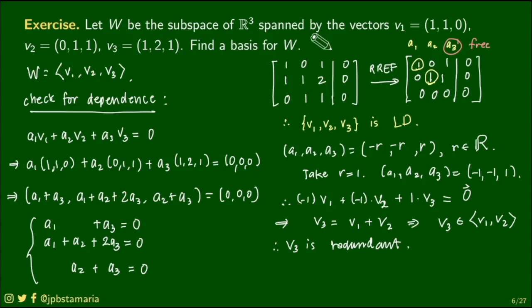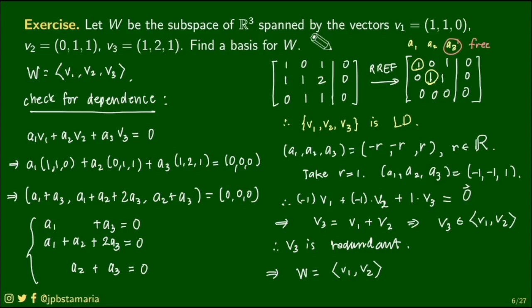Okay? V3 is redundant, so you can remove it from the set. Because it is redundant, you're still not changing the span. So as a conclusion, W is also the span of V1 and V2. In other words, you don't need V3 there to span the same space, W.